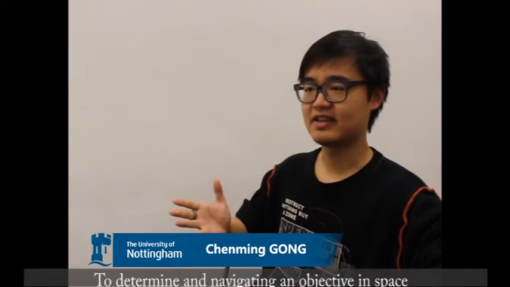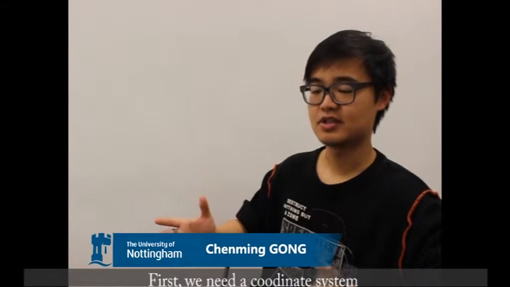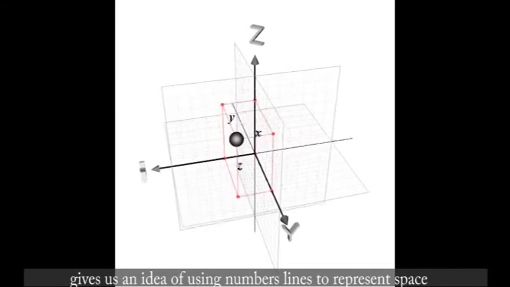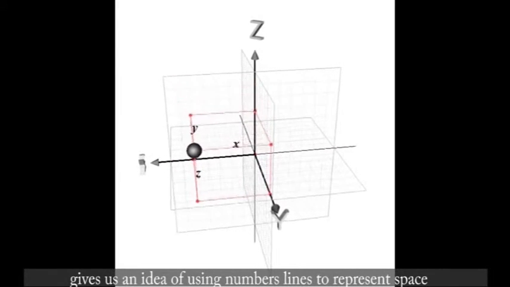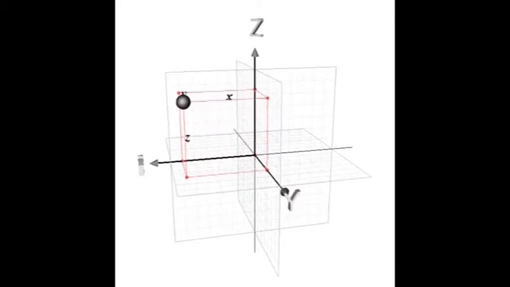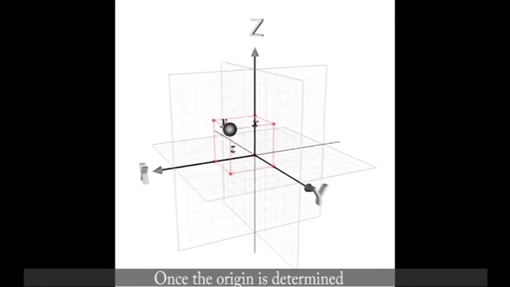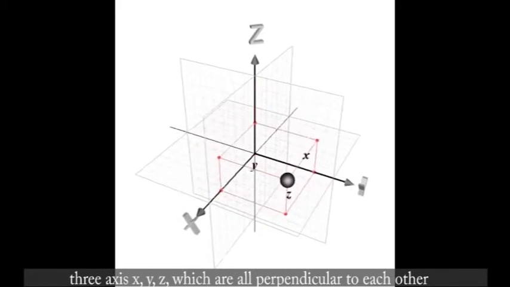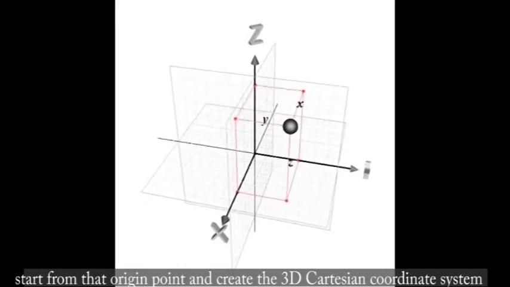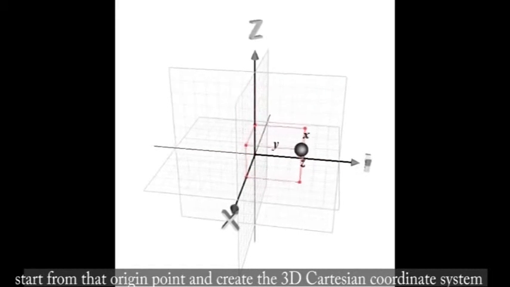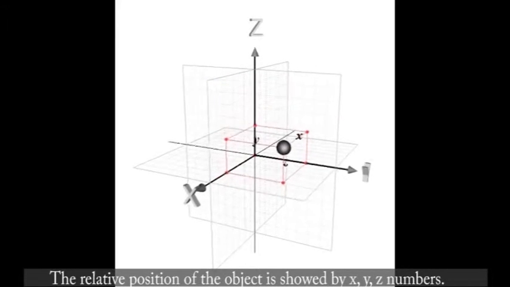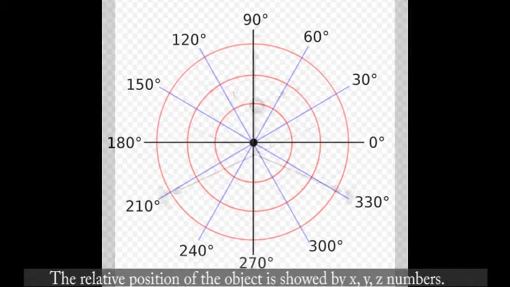To determine and navigate an object in space, first, we need a coordinate system. The most famous, the 3D Cartesian coordinate system, gives us the idea of using number lines to represent space. Once the origin is determined, three axes, x, y, and z, which are all perpendicular to each other, start from that origin point and create the 3D Cartesian coordinate system. The relative position of an object can be shown by x, y, and z numbers.